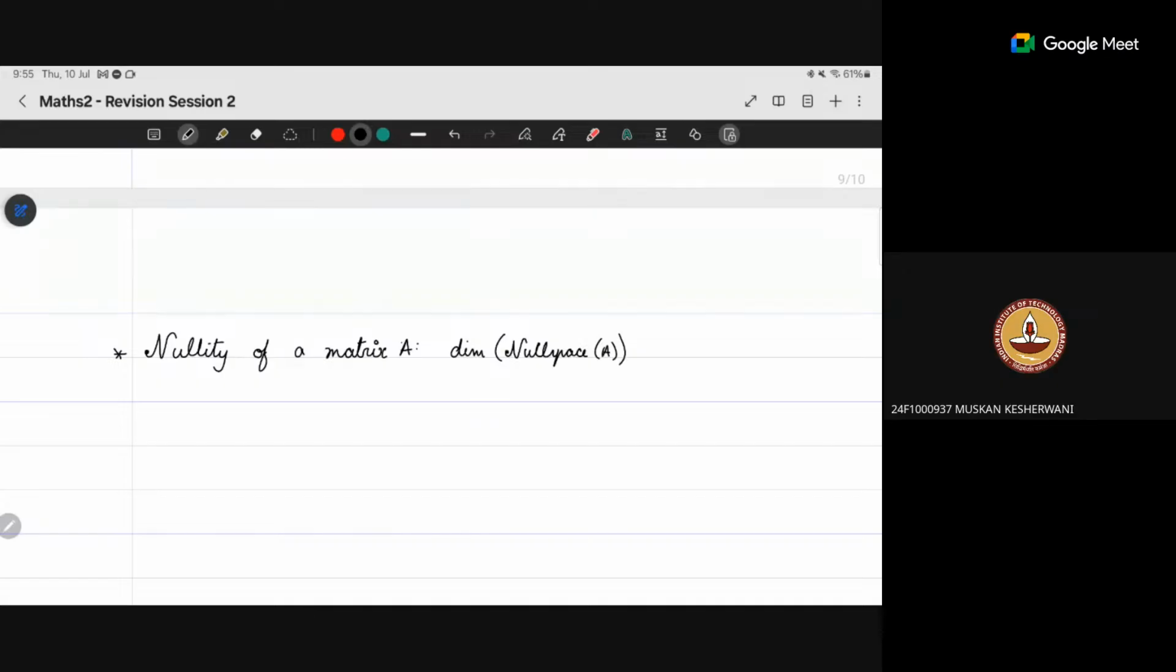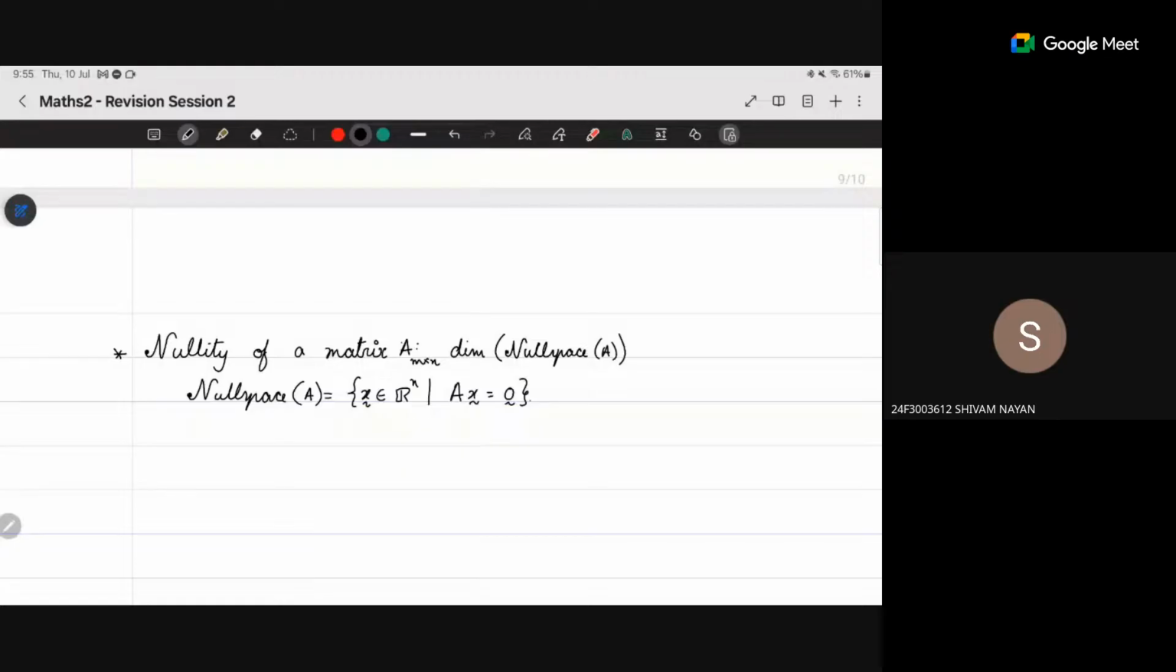What is the null space of a matrix? It is the solution space for Ax equal to 0. Let me call this matrix m cross n. So the null space is the set of x tilde in Rn such that A x tilde is 0.